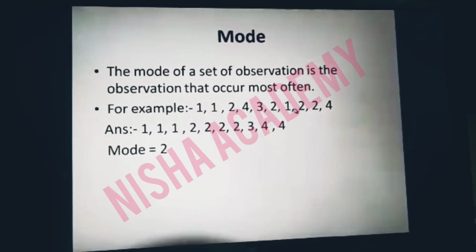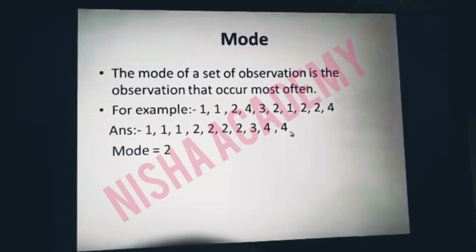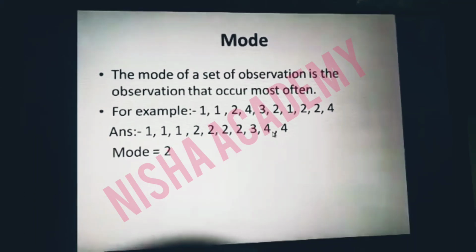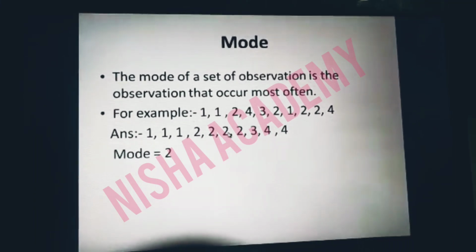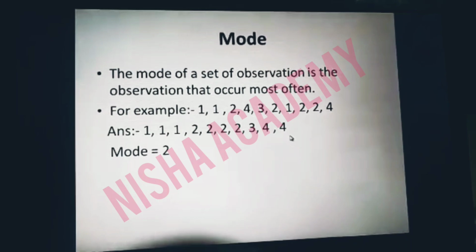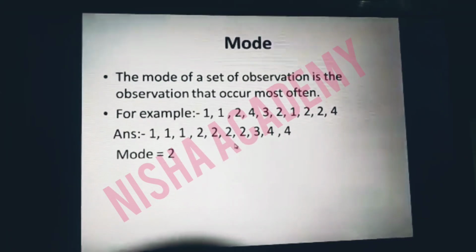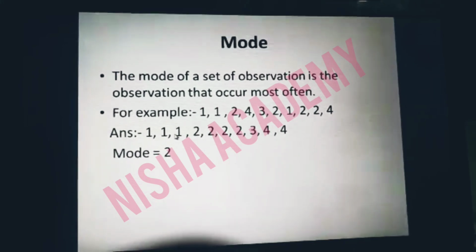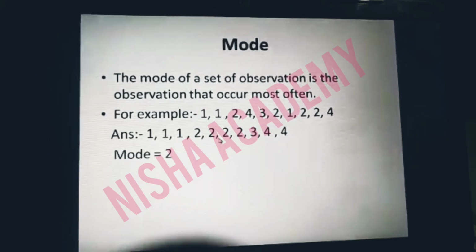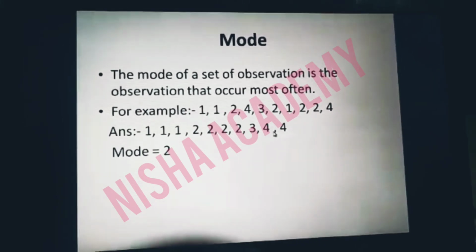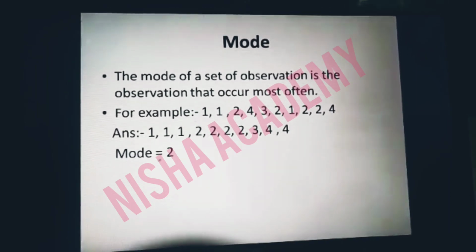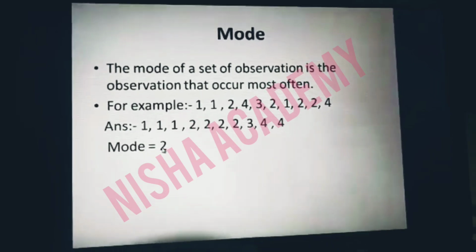Same way like median, first arrange them in ascending order. See, I have here arranged it in ascending order: 1, 1, 1, 2, 2, 2, 2, 3, 4, 4. Now which number is being repeated maximum times? That is 2. Here 1 is repeated 3 times, 2 is repeated 4 times, and 4 is being repeated 2 times. 2 is being repeated maximum times, so mode will be 2.